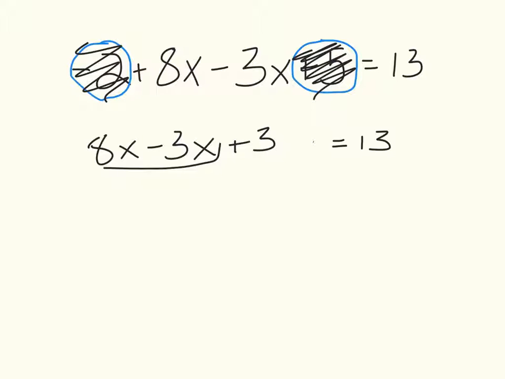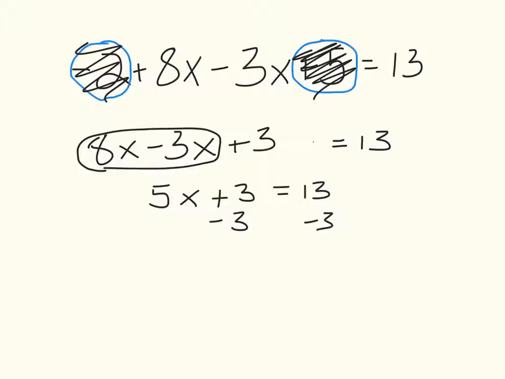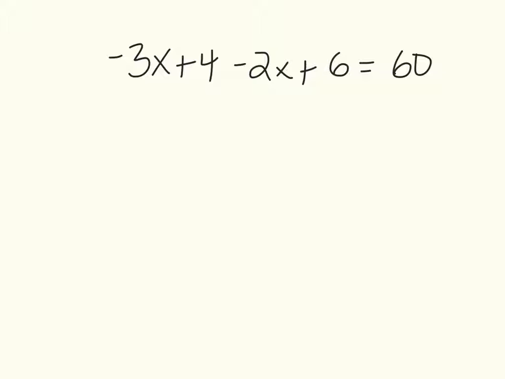Well, let's see, 8x minus 3x can combine to make 5x plus 3 equals 13. And then from there, I can just solve the problem. The opposite of plus 3 is minus 3. 5x equals 10. Divide both sides by 5. X equals 2 is the answer.